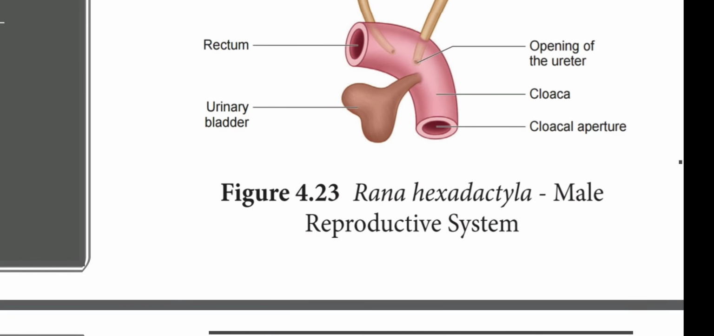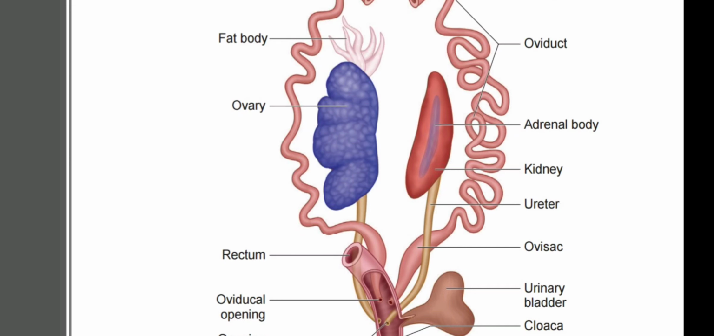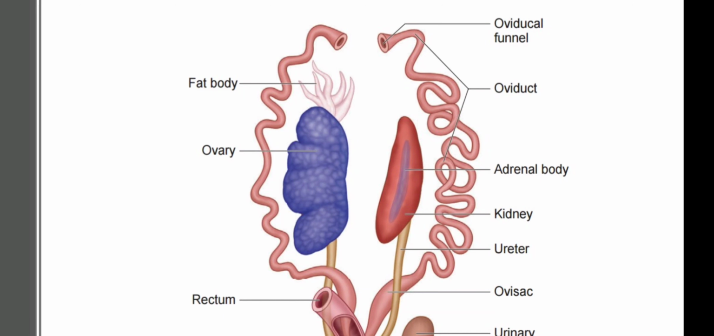Female reproductive system. This one is the female reproductive system. It consists of paired ovaries attached to the kidney and dorsal body wall by folds of peritoneum called mesovarium. There is a pair of coiled oviducts lying on the side of the kidney.